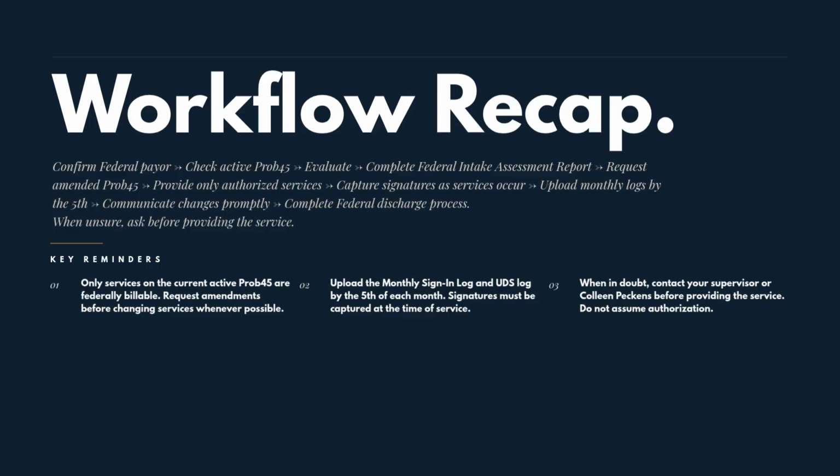Fifth, get signatures when services occur rather than trying to reconstruct them later. And finally, make sure that the monthly sign-in log and urine documentation are complete and uploaded by the 5th of the following month. The full Federal Probation and Pretrial Services staff paperwork and authorization guide is available for reference and includes the federal forms, service codes, and probation officer directory.